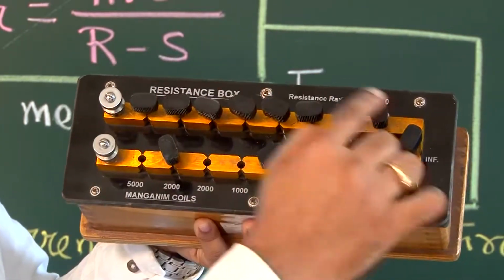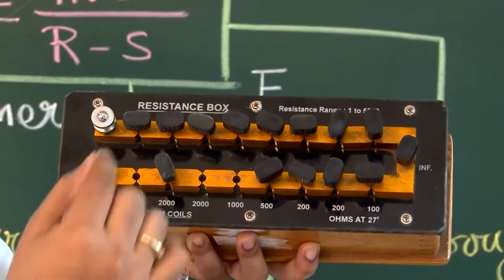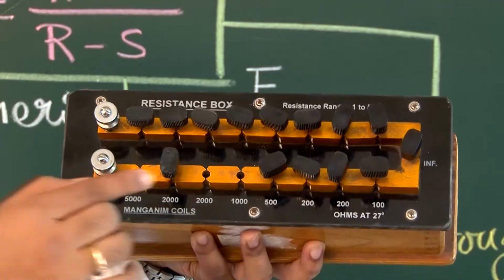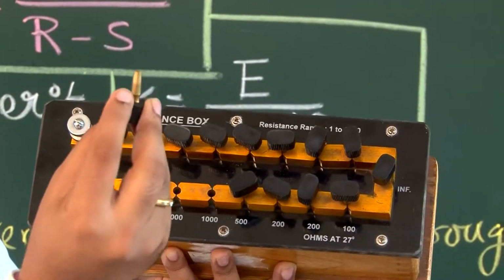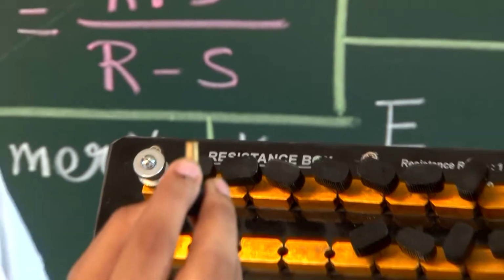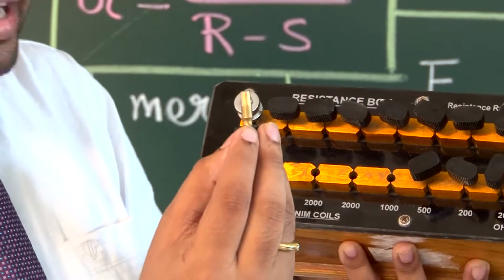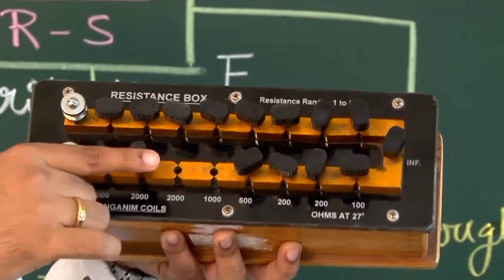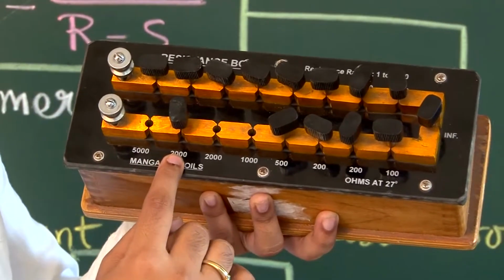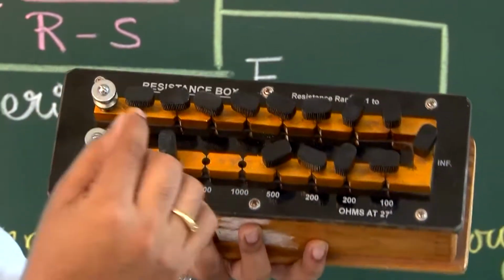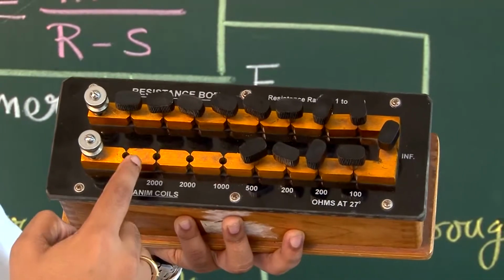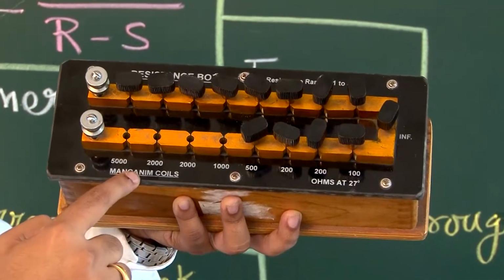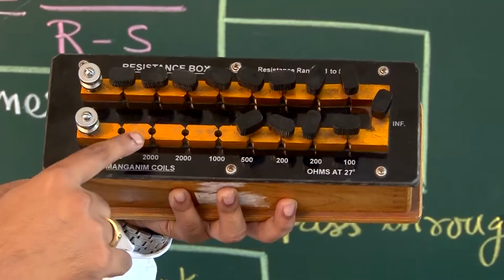As you can see in this resistance box, some keys are connected and some keys are open. What is the meaning of that? Suppose I connect these keys, that means current will pass through this conductor. Focus on this particular thing, this is a copper material. When I connect this one here, current can pass through this, that means the resistance present here, that is 2000 ohm, will be inactive. But when I open a key, like if I open this key, that means the resistance will be active, the manganese coil will be active, current will pass through the manganese and resistance will be active.